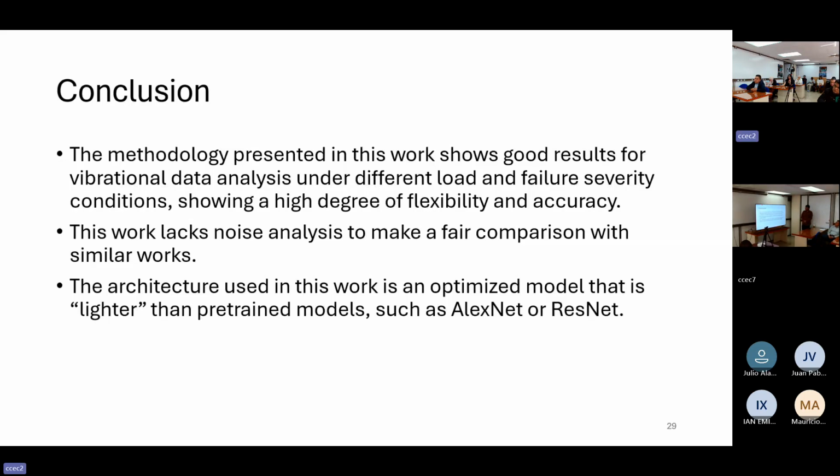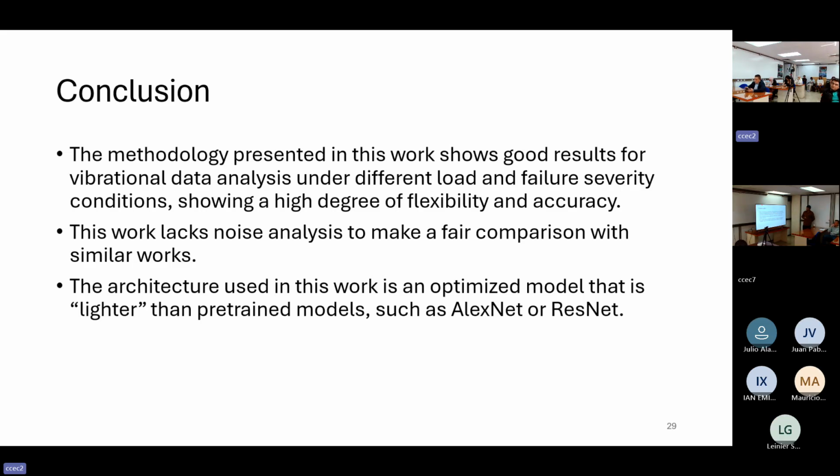Conclusion. The methodology presented in this work shows good results for the vibrational data analysis on the different loads and paper severity conditions, showing a high degree of flexibility and accuracy. This work lacks noise analysis to make a fair comparison with similar works. And the architecture used in this work is an optimized model that is lighter than pretrained models such as AlexNet or ResNet. It's worth emphasizing that this architecture was designed by us. We are not taking models from the internet or from other sites. We create the model and we test the model.